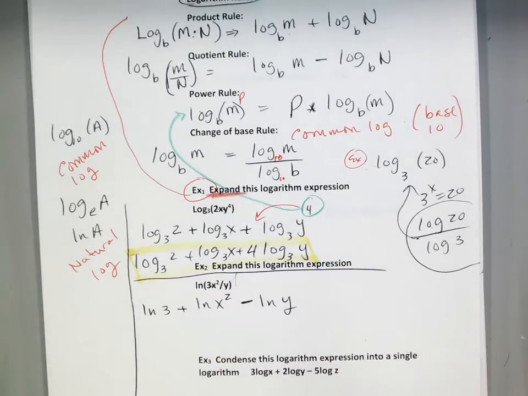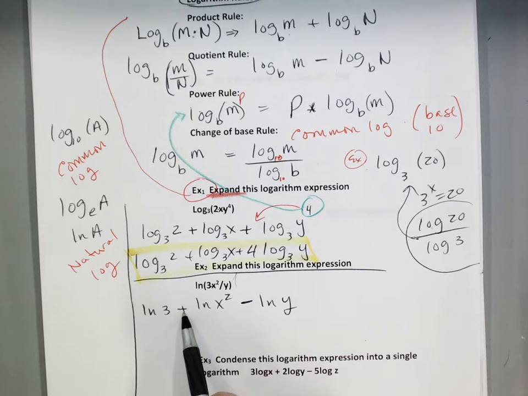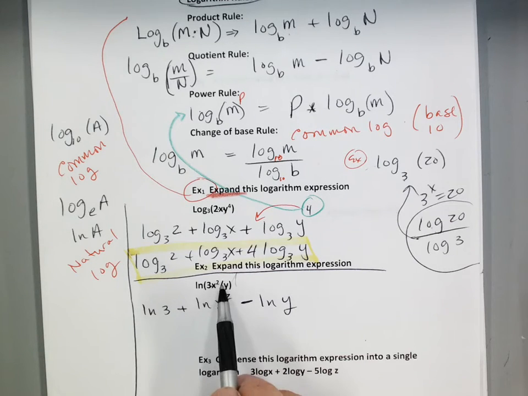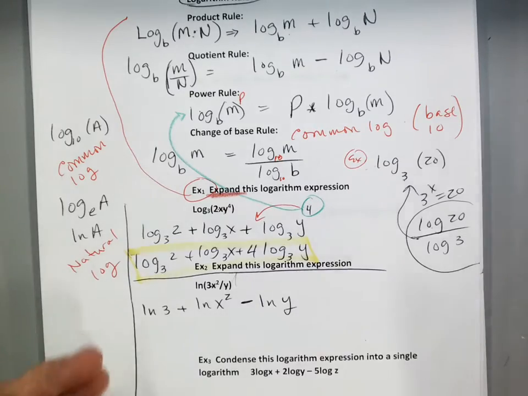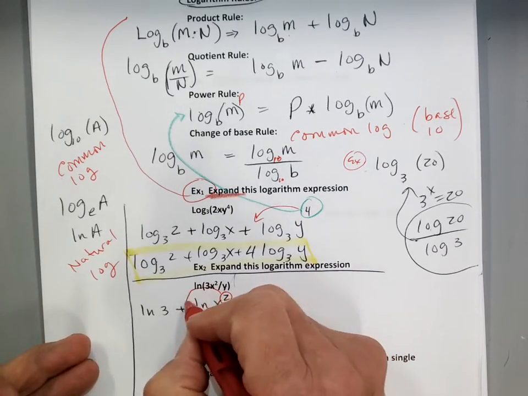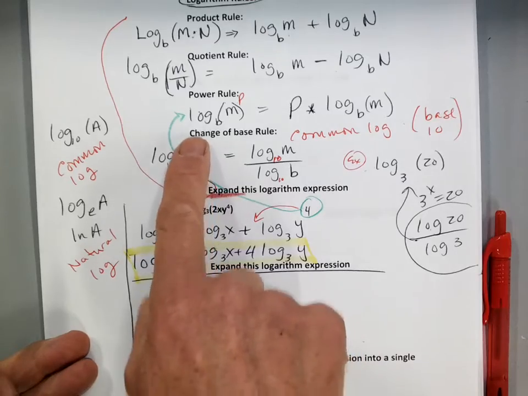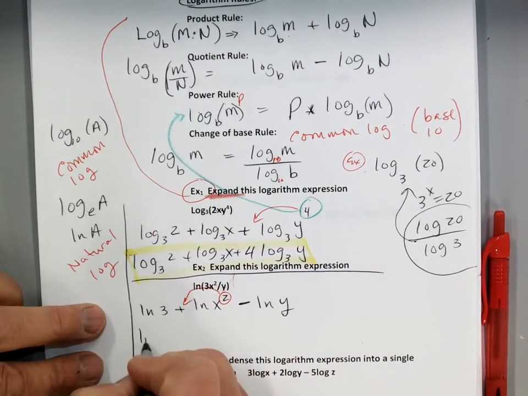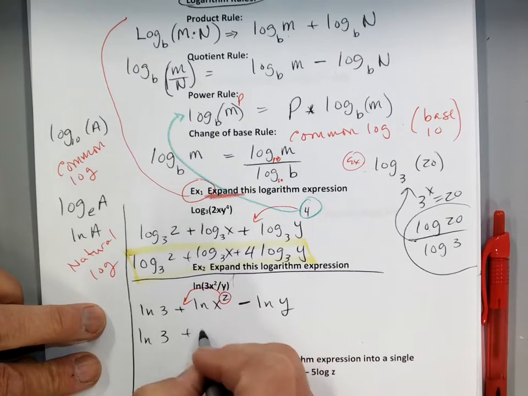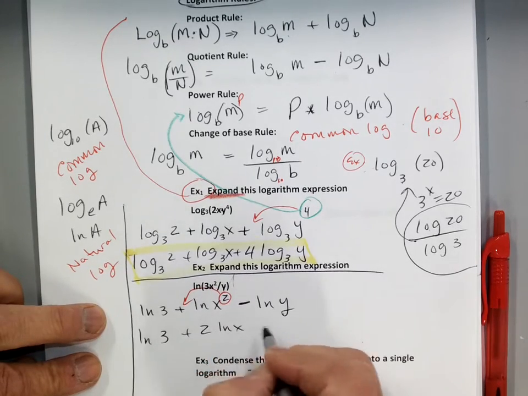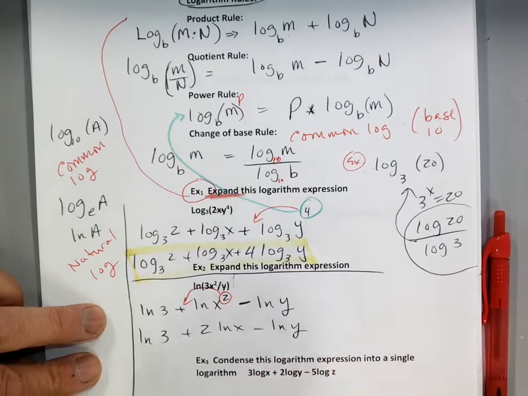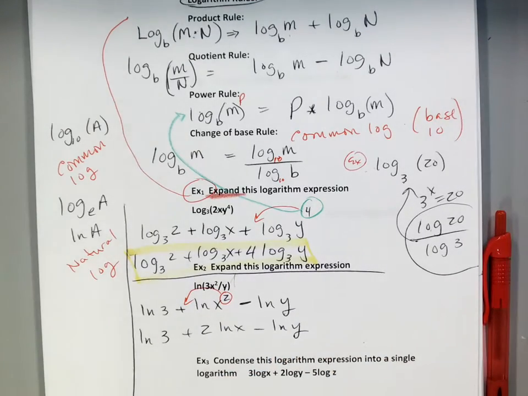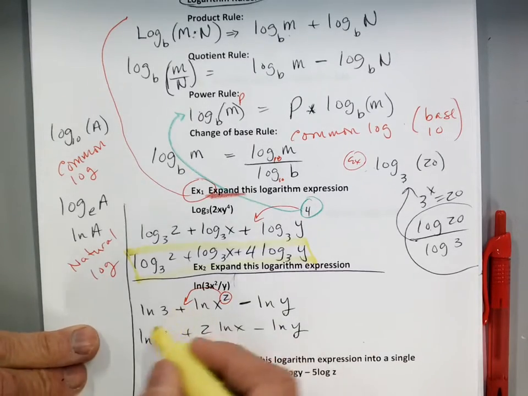Okay, so I saw times. If I see a times, I separate with a plus. I see a divide, I separate with a subtract. Now the last thing I want to do is I have this x squared. I'm going to float it down, because I'm going to use the power rule. So bring down the 2. So my final answer would be ln of 3 plus 2 ln of x minus ln of y. Okay, that is my expanded version. And when you get to calculus, boy, I'll tell you, this is really going to be handy in calculus.